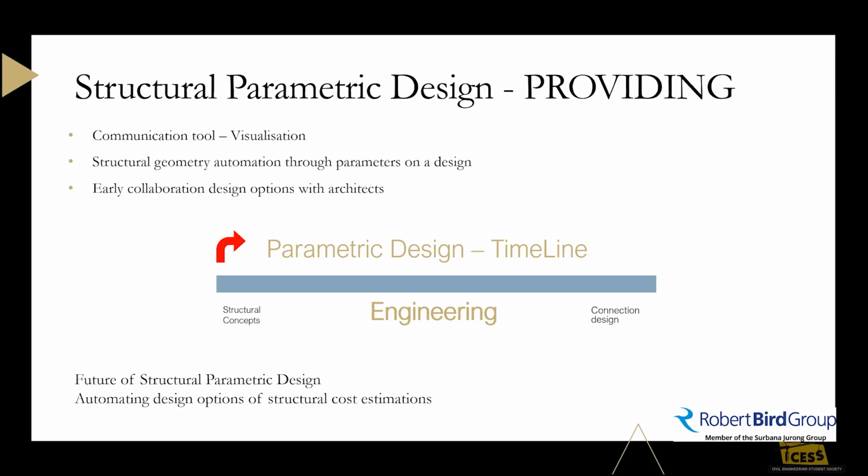Parametric design is very useful in early stages of collaboration with architects. It's used from structural concepts all the way through to connection design. What I'm really looking forward to in the future of parametric design is automating structural cost estimations: coming up with a structural design and getting a cost for that design, and then being able to change certain parameters on that concept design and provide a cost instantly. That's where things could be leading in the future, I believe, for parametric design and cost estimations.